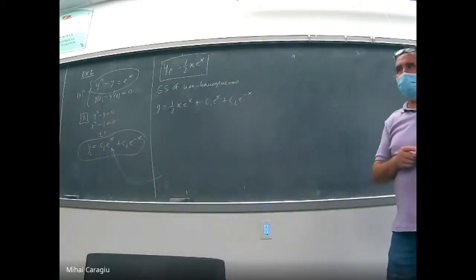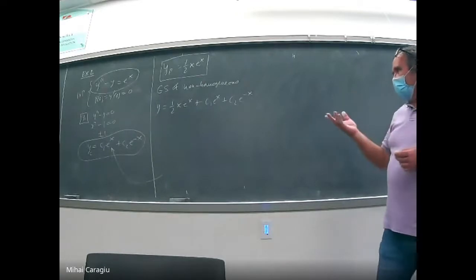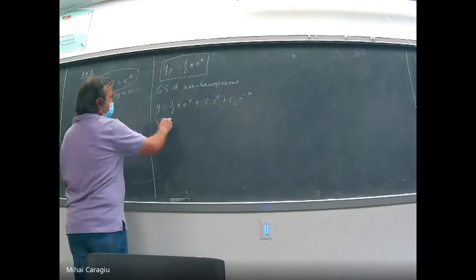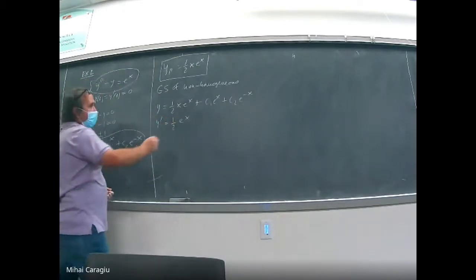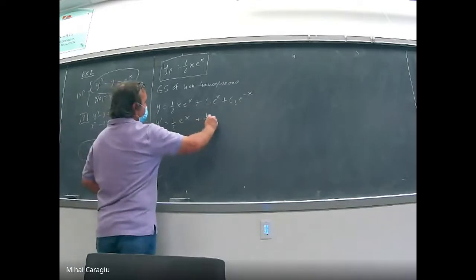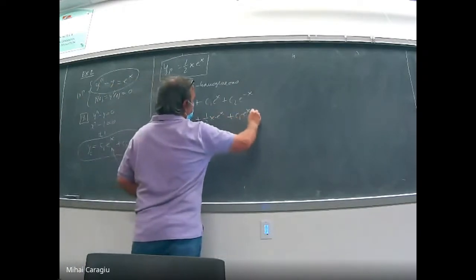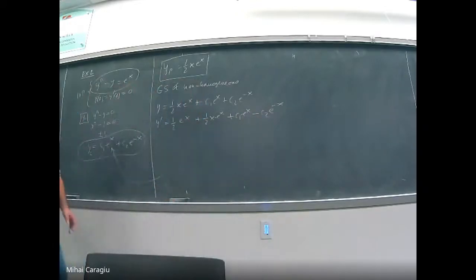Right? Now we have the initial conditions. So on the spot, let's write down y prime. Y prime will be, product rule here, 1 half e to the power x plus 1 half x e to the power x plus c1 e to the power x minus c2 e to the minus x. Right.